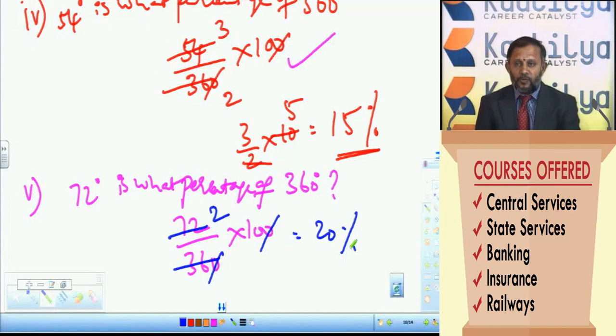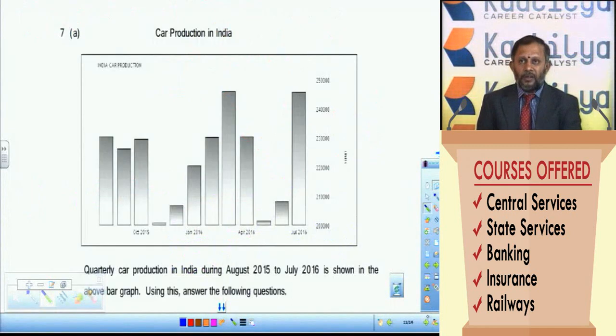So 72 is what percent of 360. Like that you have to observe the level of the question, and the time allotted for each question is nearly 8 minutes or 6 minutes. So basing on that you have to attempt all the questions.